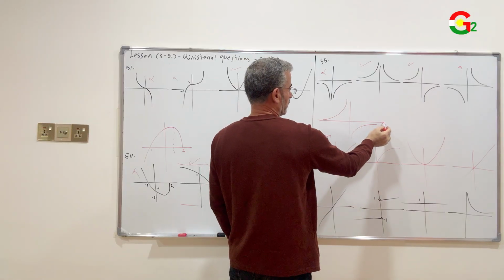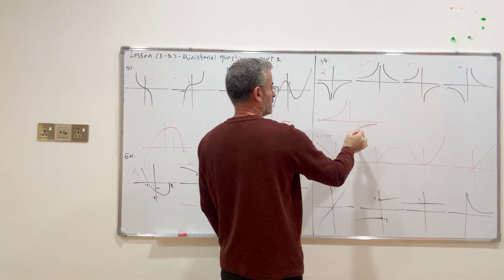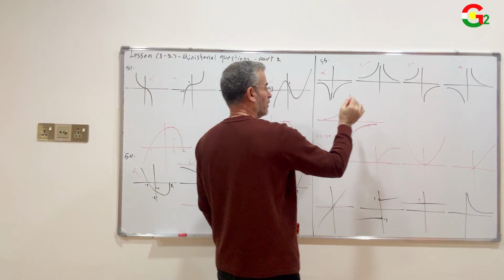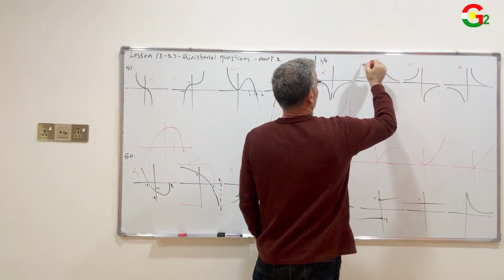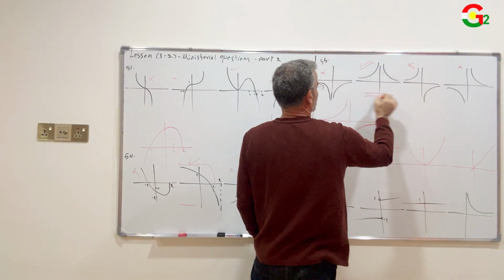From 0 to positive infinity, the function is also increasing, so its derivative should be over the x-axis. So this graph is true. This graph is wrong. The right choice is B.